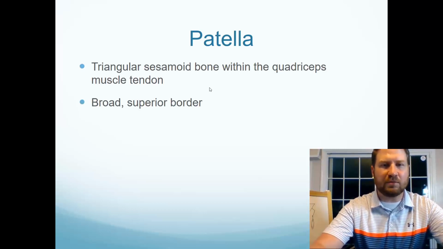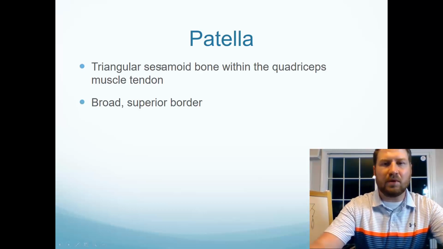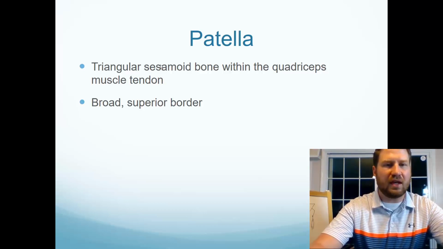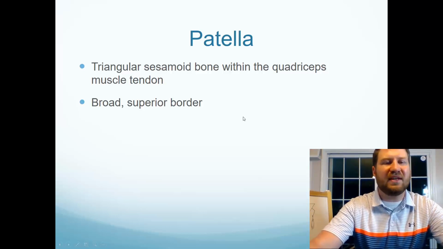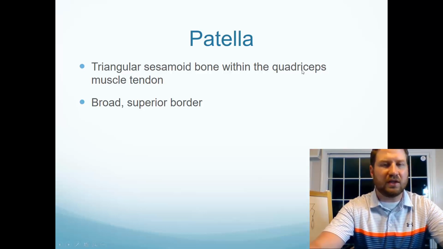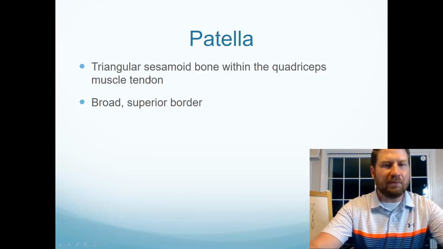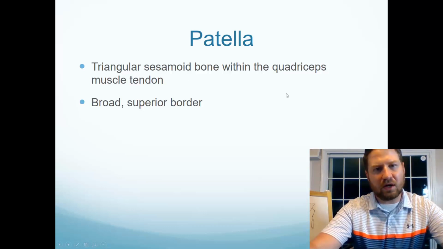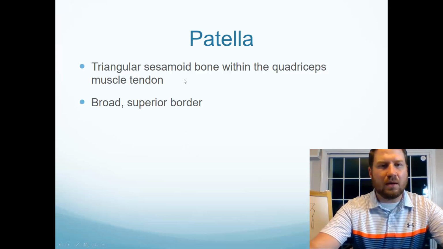Patella is a triangular sesamoid bone, the largest sesamoid bone that we have in the human body, okay? Within the quadriceps muscle tendon. So some anatomy texts will say that the quadriceps tendon goes from the musculotendinous junction of the quadriceps to the patella, and then the patellar ligament goes from the patella down to the tibial tuberosity. Okay? Our book says quadriceps tendon for the whole thing.